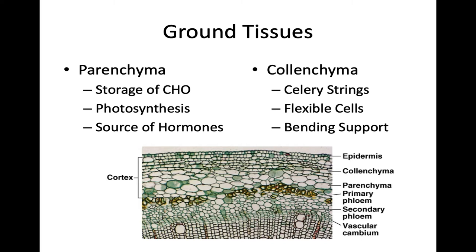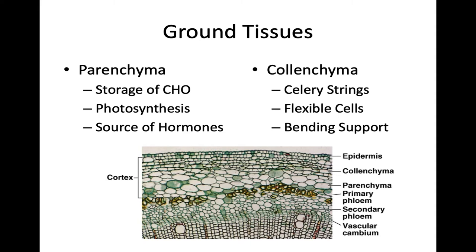So I'll go through that again one more time. Parenchymal cells are most common. They have thin cell walls, they have large central vacuoles, and they have living protoplasts inside, and we'll see later that not all plant cells actually contain living protoplasts.